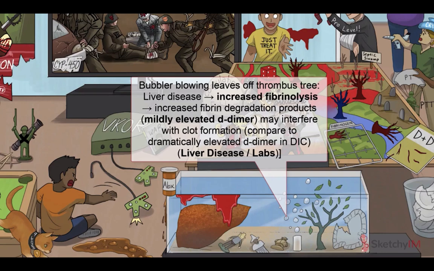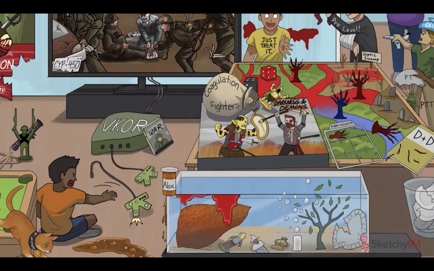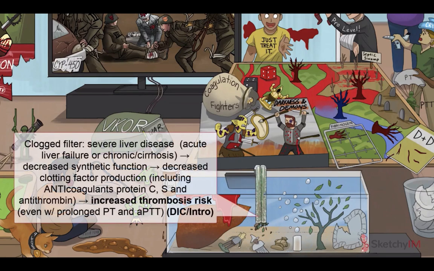However, the D dimer will only be mildly elevated in liver disease. In DIC, on the other hand, D dimer levels can be dramatically elevated. Also, keep in mind that the liver makes protein C, protein S, and antithrombin, which are anticoagulation factors. If these factors are deficient due to liver disease, patients can actually be at risk for increased clotting, as depicted by this clogged fish tank filter.